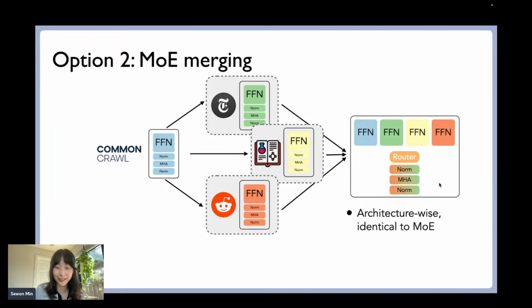So the nice part here is that architecture-wise, it's exactly identical to standard mixture of experts. So you can think of it as a different way of training a mixture of experts. But for inference or for serving, you can use existing serving infrastructure for serving standard mixture of experts, which is a great benefit.